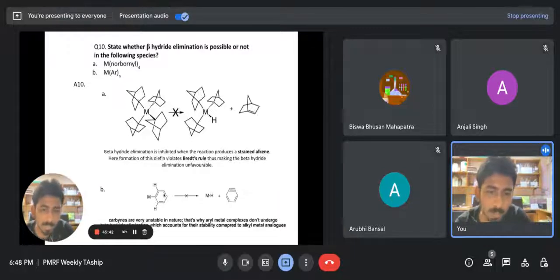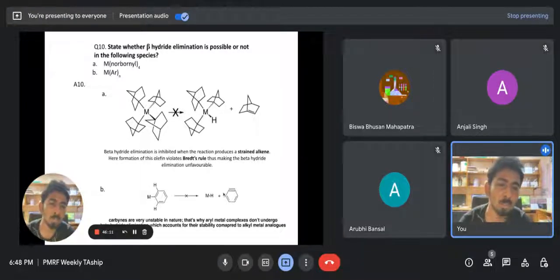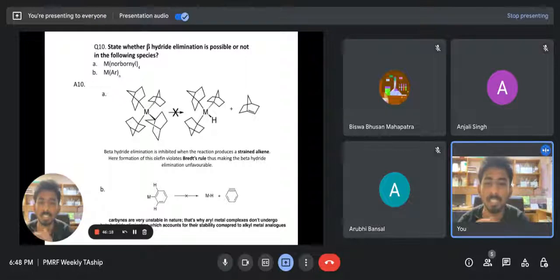Since this would convert an aromatic complex into a non-aromatic complex, this forward reaction is also very much less feasible in nature. That's why beta hydride elimination is also not possible in the case of metal aryl groups. The same is true for metal acetylide groups, M-C triple bond C groups, which also do not undergo beta hydride elimination. So metal norbornyl groups, metal aryl groups, metal ethylene groups, or metal acetylide groups are not prone towards any beta hydride elimination.